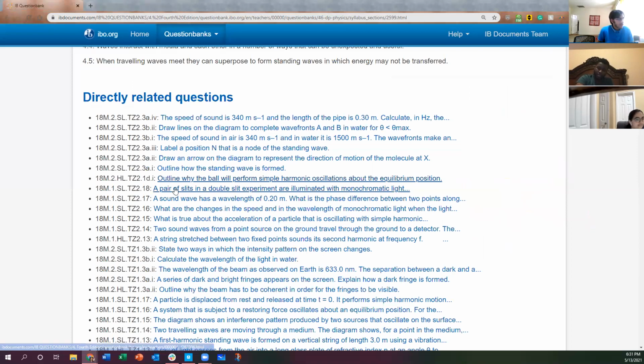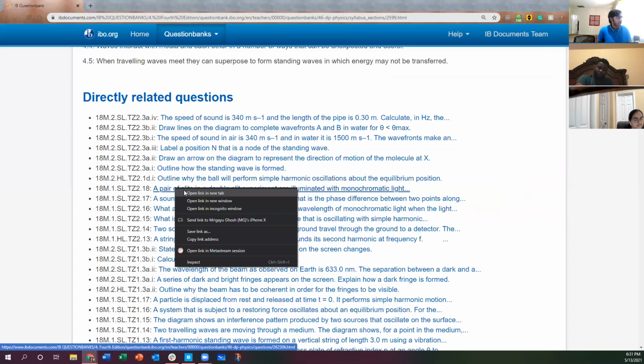Okay. Now let's look at a double slit problem. This is from 2018 SL.